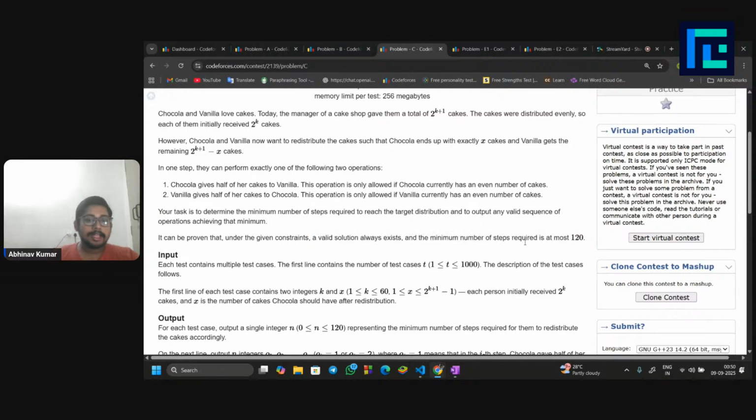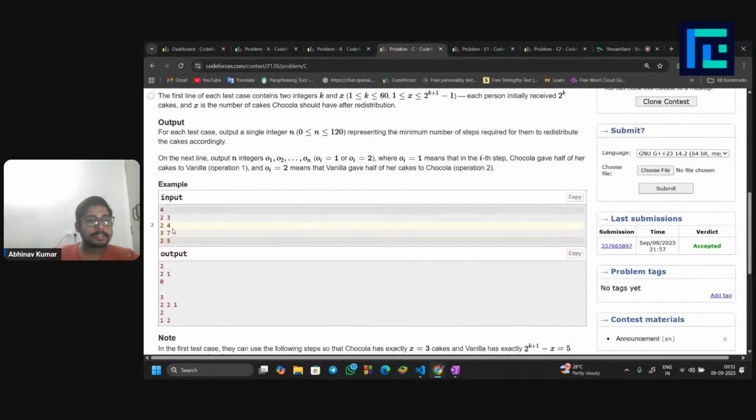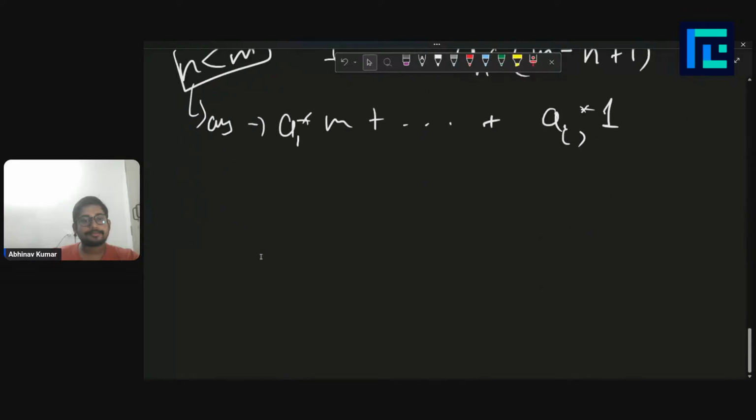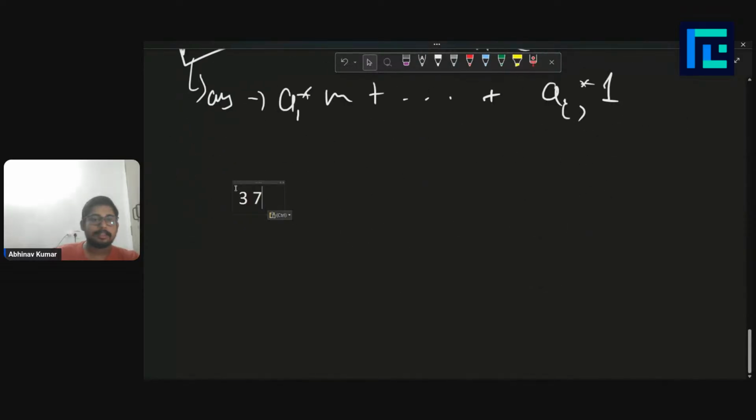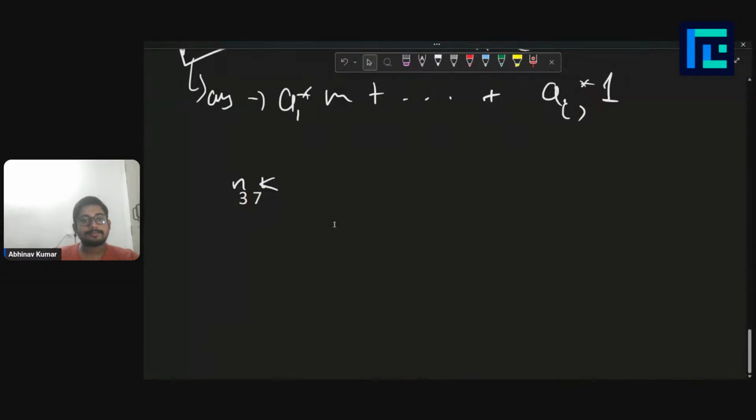Okay, so now this is the problem. If you look at some example test case, let's look at this test case. So this is your n and k. Yep, not n and k, the input is k and x.